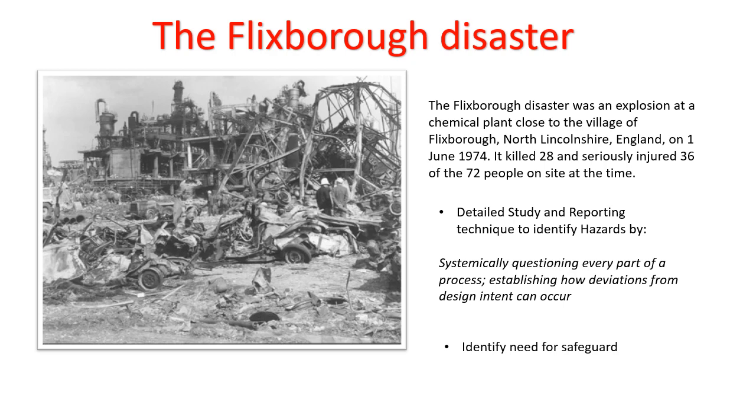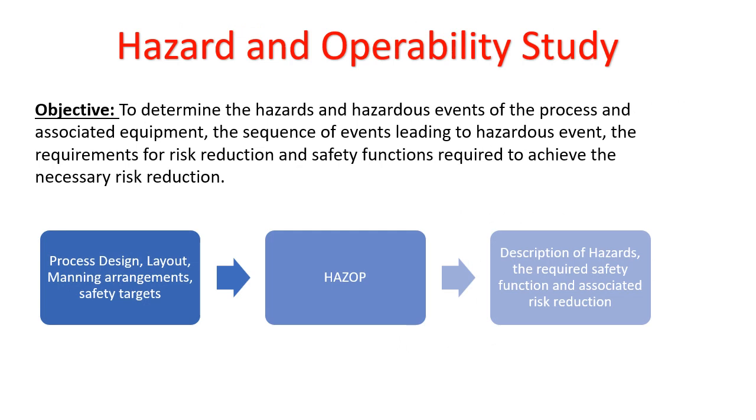As you can understand, in HAZOP we should question every part of the process. What happens when the process deviates from the design intent? The objective of hazard and operability study is simple. It is to determine the hazards and hazardous events of the process and associated equipment, the sequence of events leading to the hazardous event, the requirement for risk reduction, and the safety functions required to achieve the necessary risk reduction.